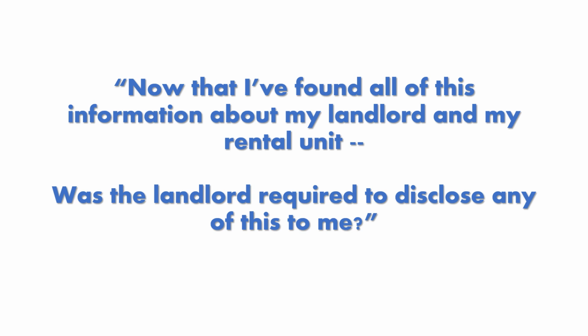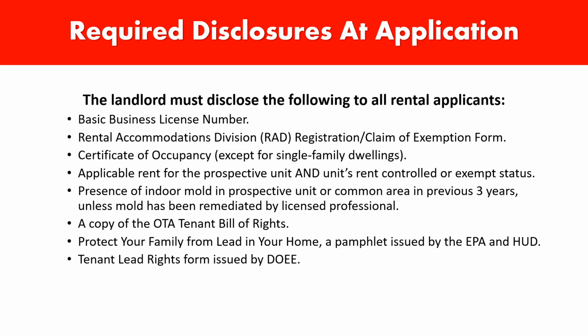You may be asking, now that I've found out all of this information about my landlord and my rental unit, was the landlord required to disclose any of this to me? The landlord must disclose the following to all rental applicants: the basic business license number, the Rental Accommodations Division registration or claim of exemption, the certificate of occupancy, except for single-family dwellings, the applicable rent for the unit, and the unit's rent control or exempt status.